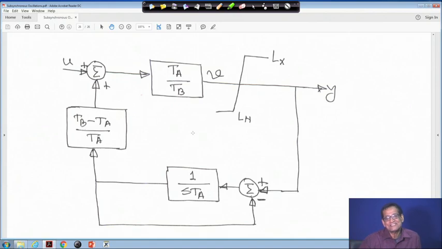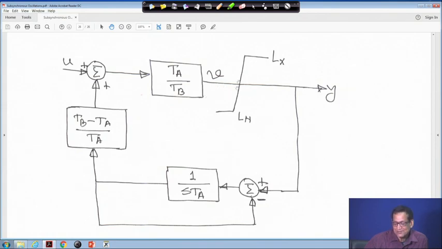So, this is a small exercise for you to do, it is not a difficult one. If you look at the representation like this, this is u, this is (TB minus T) upon TA, this is 1 upon STA, and this is y, with negative feedback coming here, and this is Lx and Ln, just your Windup limits like this.